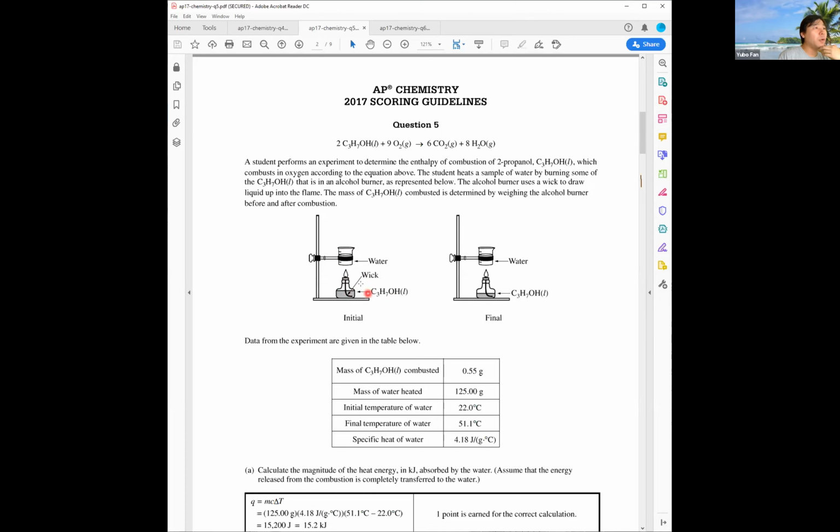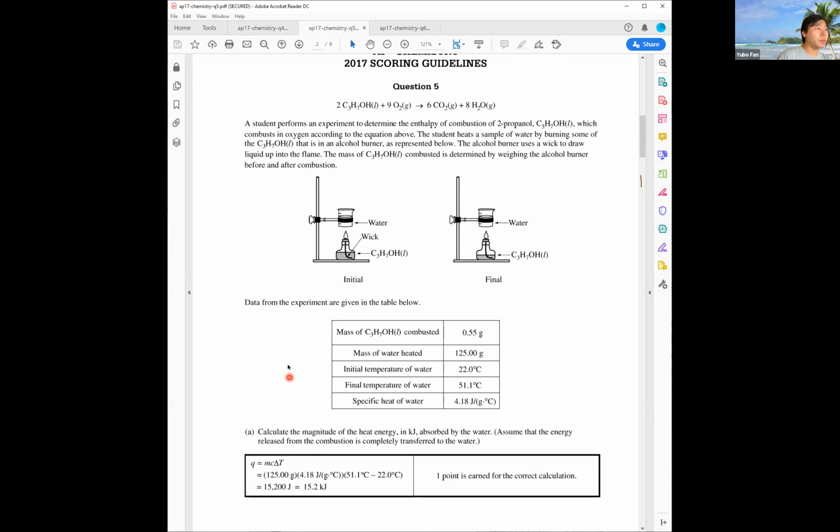And when the experiment is done, we just weigh the burner's mass and get the difference. The difference is the isopropanol consumed for the combustion. Okay, we know its mass. And on the other side, we can see the table shown here.